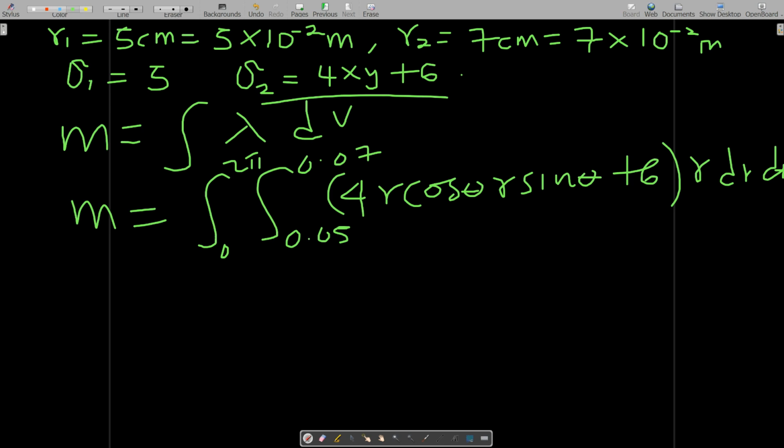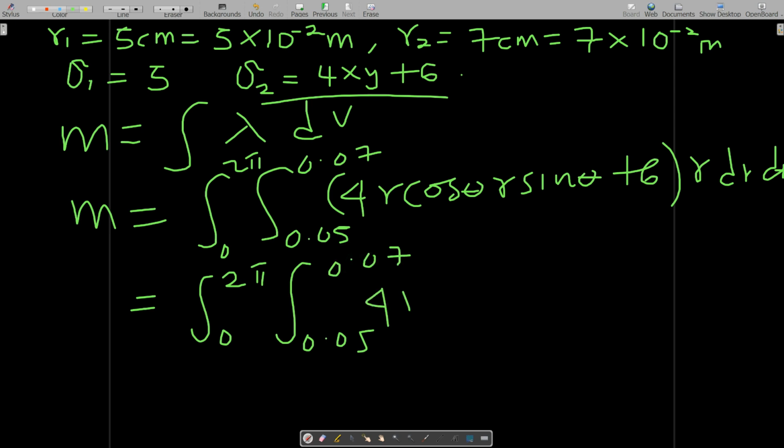With this computation we can do this: the integral from 0 to 2 pi, the integral from 0.05 to 0.07, for r cos theta. If I multiply this r through everything, I'll get r squared. So 4r squared cos theta. No, there is an r, then another r here. I didn't see them, forgive me.